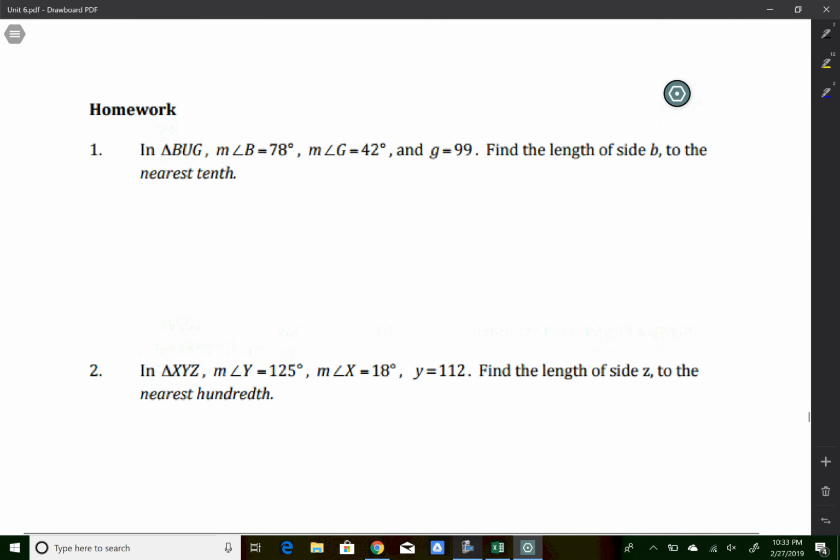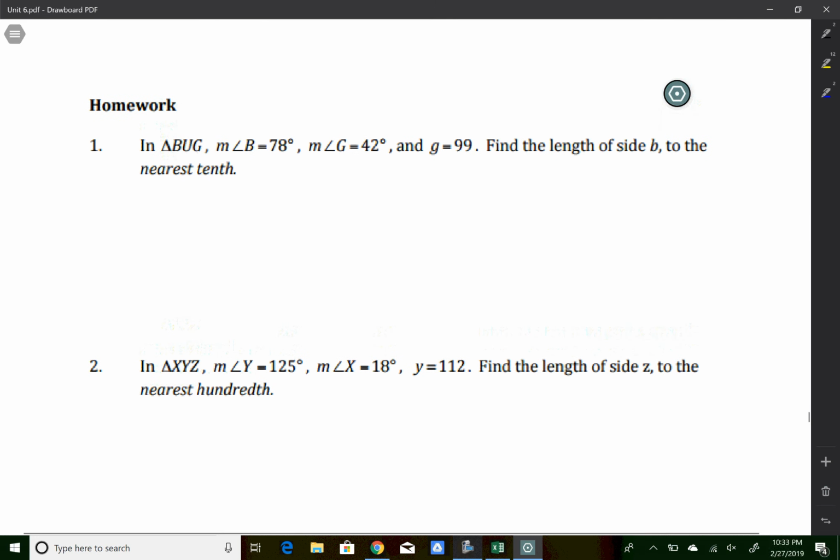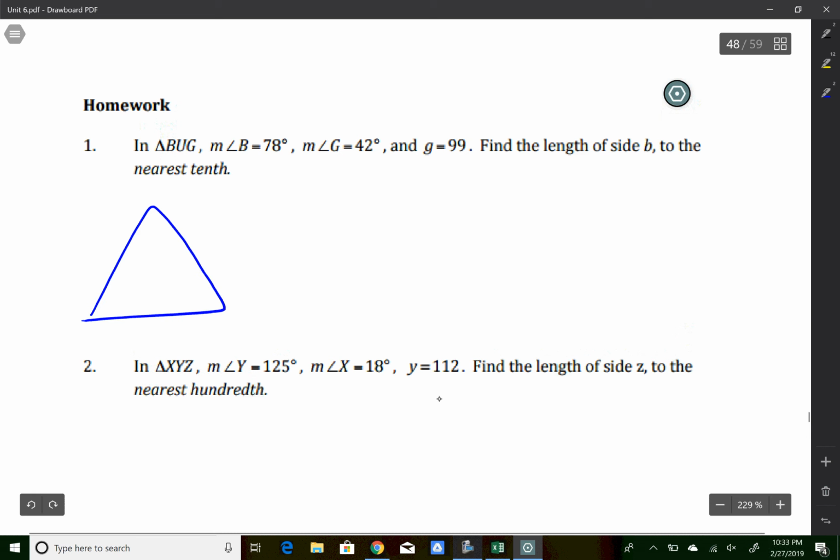All right, let's go to homework. Let's practice the law of sines a little bit more. So in triangle BUG, I see that angle B is 78, angle G is 42, and side G is 99. And we want to find side B. So I could say x over the sine of 78 is equal to 99 over the sine of 42. Cross multiply, and just keep going just like we did in class.